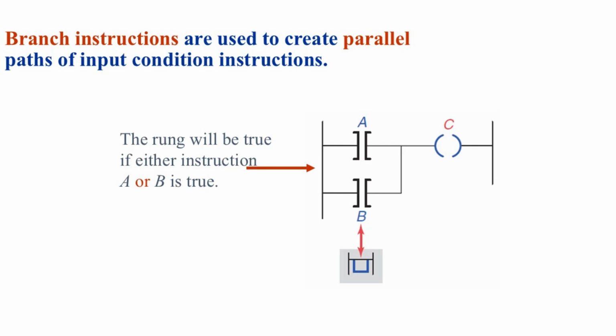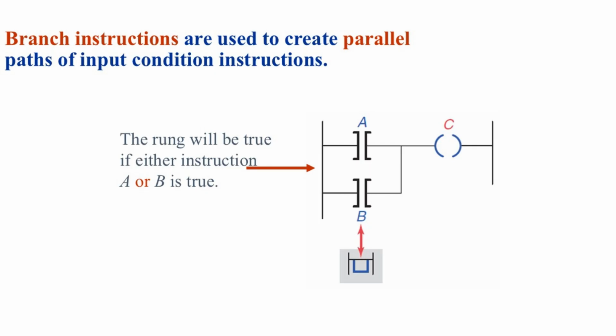In this example, we have two input instructions, A and B, connected in parallel. This means the rung will be true if either A or B is true. In other words, only one of the two inputs needs to be active to complete the circuit and energize the output, labeled C. This type of logic is similar to an OR condition in Boolean algebra. The output turns on when any one of the parallel paths provides continuity.